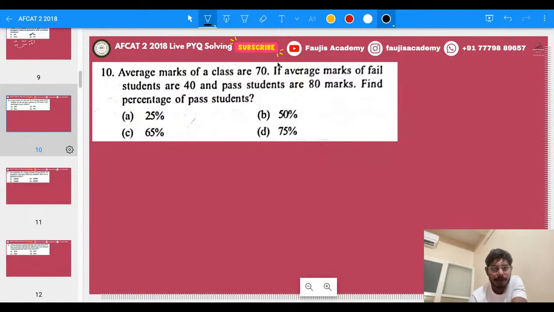Average marks of a class is 70. The average marks of the failed students is 40 and the pass students is 80. Find the percentage of pass students. Now we will see some mixture alligation concept in this one particularly. Devanathan the other day was asking, sir, we'll use mixture alligation concept and with which we'll do this sum. Use this concept and tell me what could be the answer to this question.